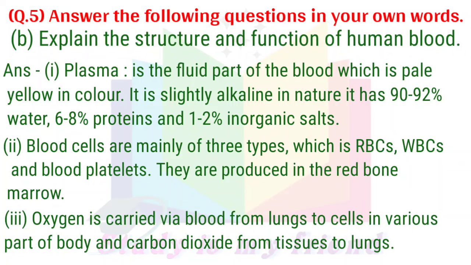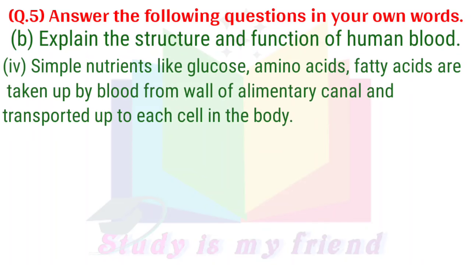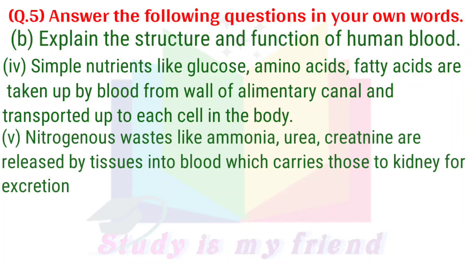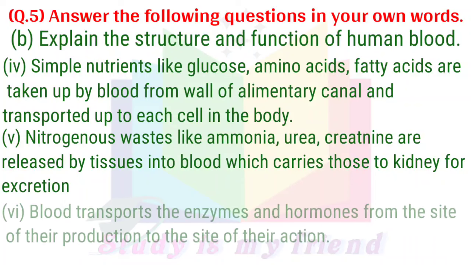3. Oxygen is carried via blood from lungs to cells in various parts of the body, and carbon dioxide from tissues to lungs. 4. Simple nutrients like glucose, amino acids, fatty acids are taken up by blood from the wall of the alimentary canal and transported to each cell in the body. 5. Nitrogenous wastes like ammonia, urea, creatinine are released by tissues into blood, which carries those to kidneys for excretion. 6. Blood transports the enzymes and hormones from the site of their production to the site of their action.